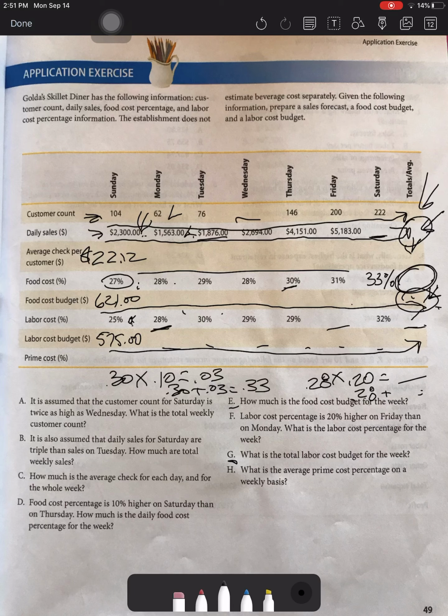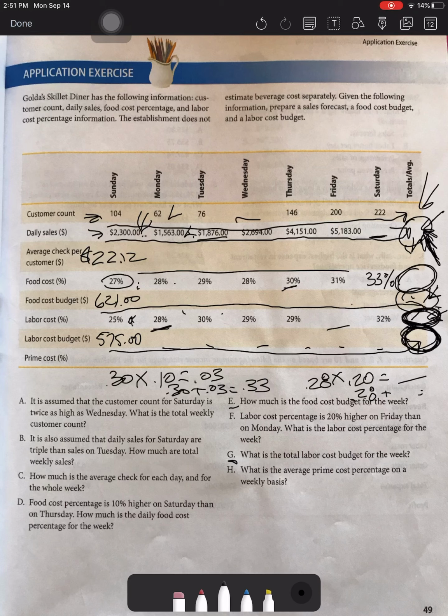And then to get the labor cost percentage, you would just take this smaller amount, your labor cost. It's probably going to be more than what you pay for food, but this is what you pay for labor, and you're going to divide it by your daily sales, how much you made altogether, and that will give you your labor cost percentage that goes right here.